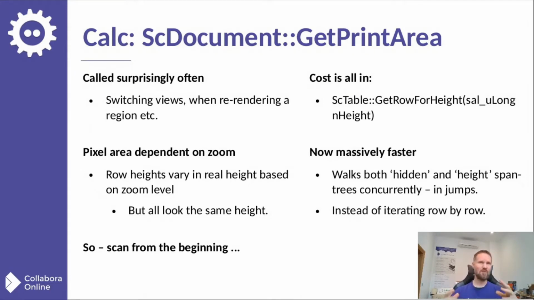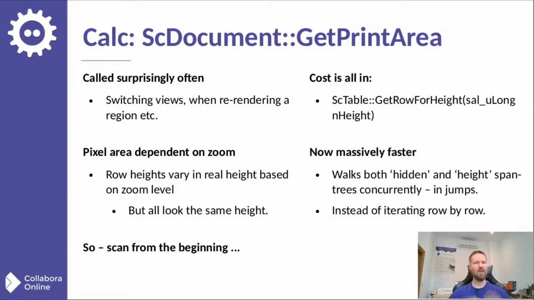GetPrintArea. So every time we would switch views between clients, or between users for a multi-user document, we were recalculating the print area. And partly that's because that depends on your zoom level. And we wanted to get this right. And so the row heights, a bit of a problem. But it turned out that calculating all of these row heights was really, really expensive and done really foolishly.